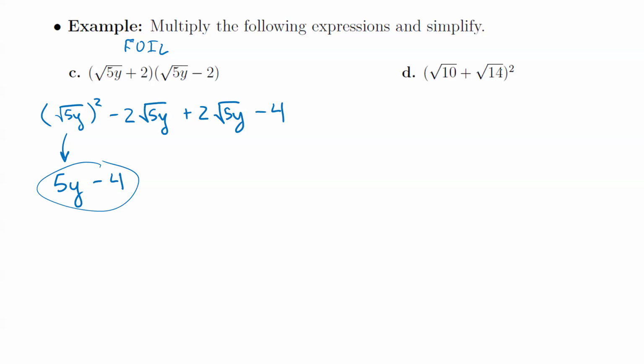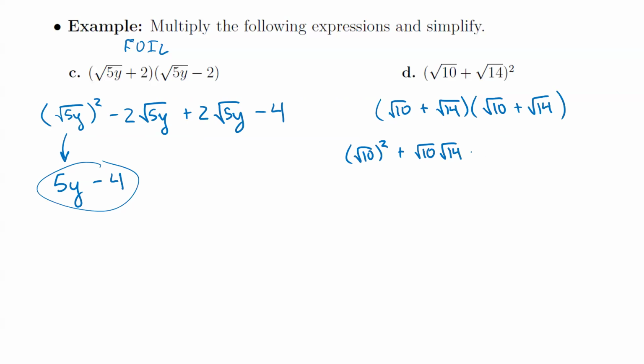And then one like this, just remember if you're being given an expression and you're being asked to square it, and it's a binomial, then make sure you write it out like this because it also needs to be FOIL. All right, so we're going to have the square root of 10 squared plus outside is root 10, root 14. Inside is root 14, root 10 plus the square root of 14 squared.